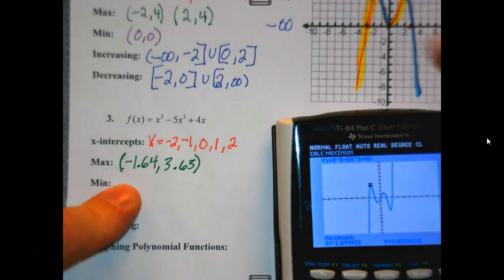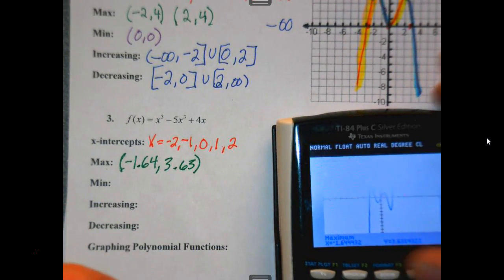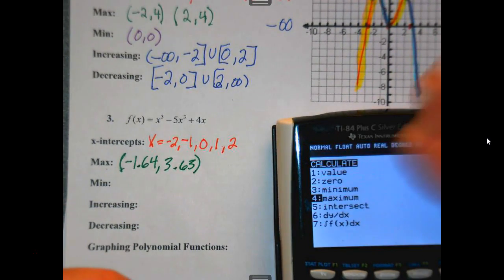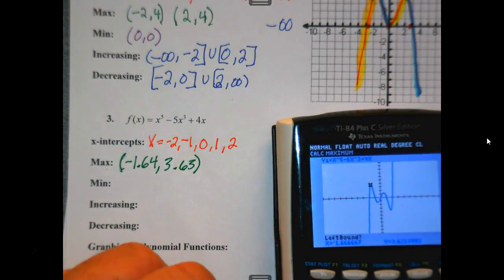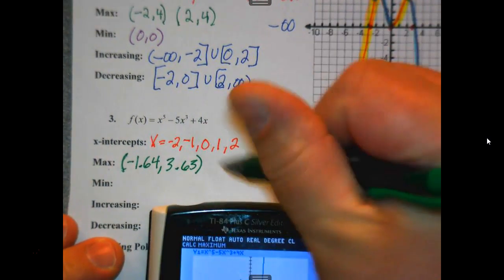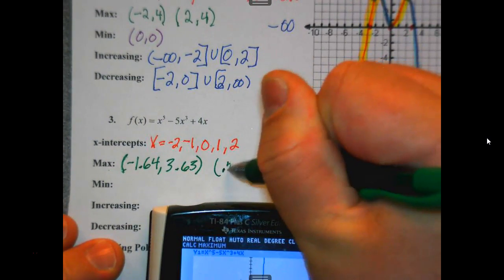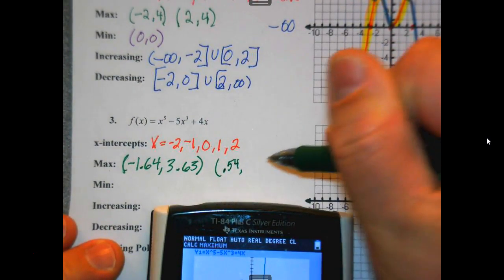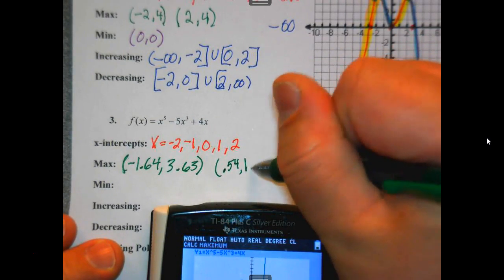And now I need the other max. Second trace, another max, enter, left bound, get to the left of that vertex, enter, to the right of the vertex, enter, hit enter again. The other max is at 0.54, 1.42.